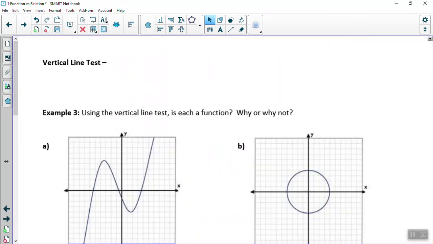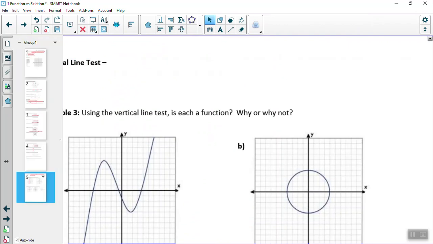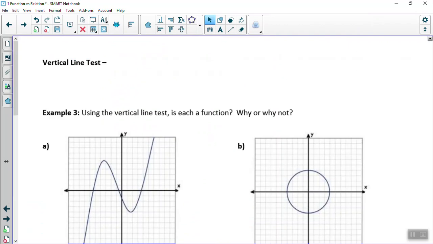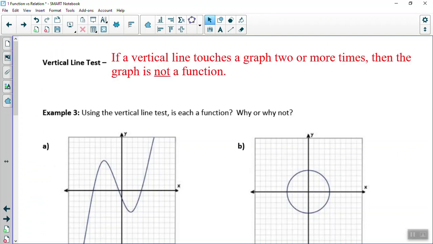All right, next page and our last page. Now we're going to take a look at graphs and see how we can determine if a graph is a function or not. When we're dealing with graphs, we use something called a vertical line test. The vertical line test says that if a vertical line touches a graph 2 or more times, then the graph is not a function. Well, why is that?